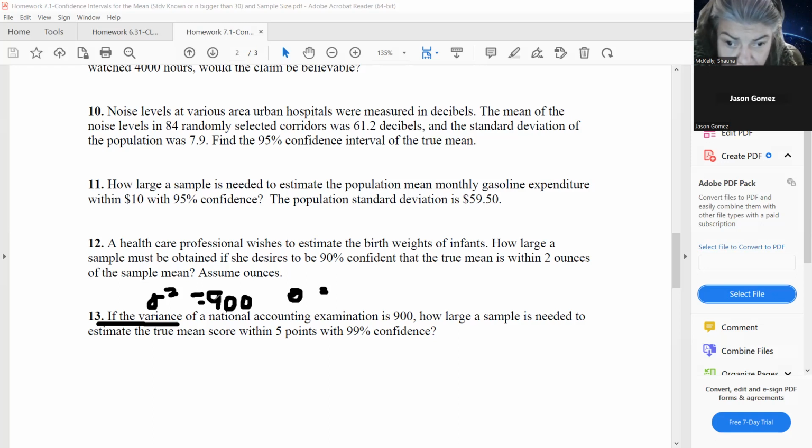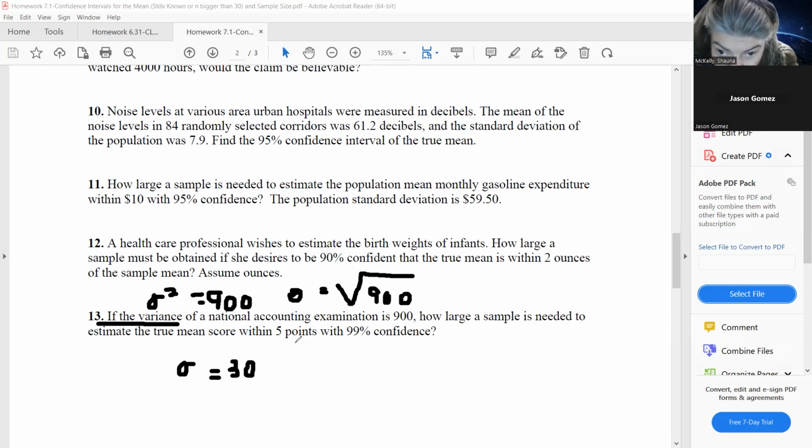If variance is sigma squared, and variance is 900, how do I find out what sigma would be? 900 over 2? 900 to the power of 2? How about the square root of 900? Yeah. What's the square root of 900? 30. Yeah, so sigma here is 30. She gave it to you, but she gave it to you indirectly.